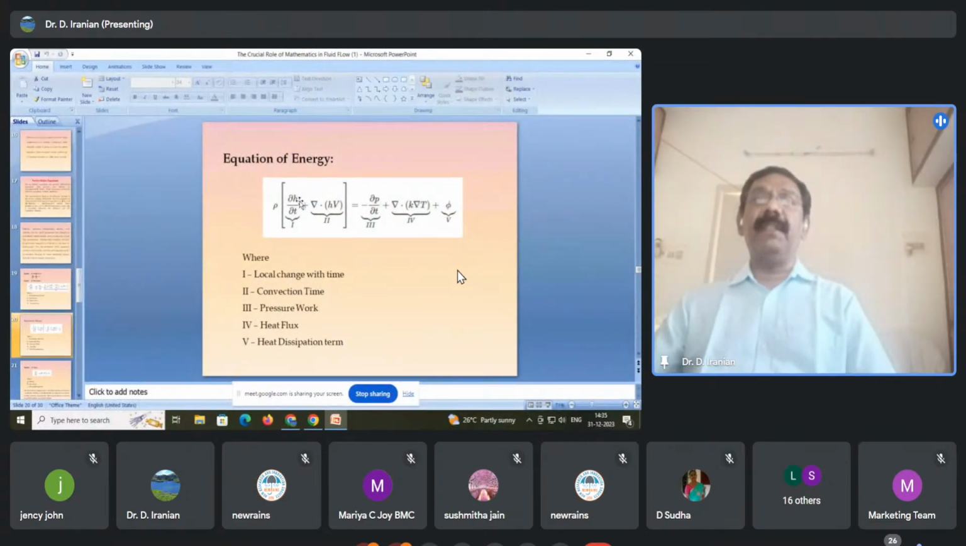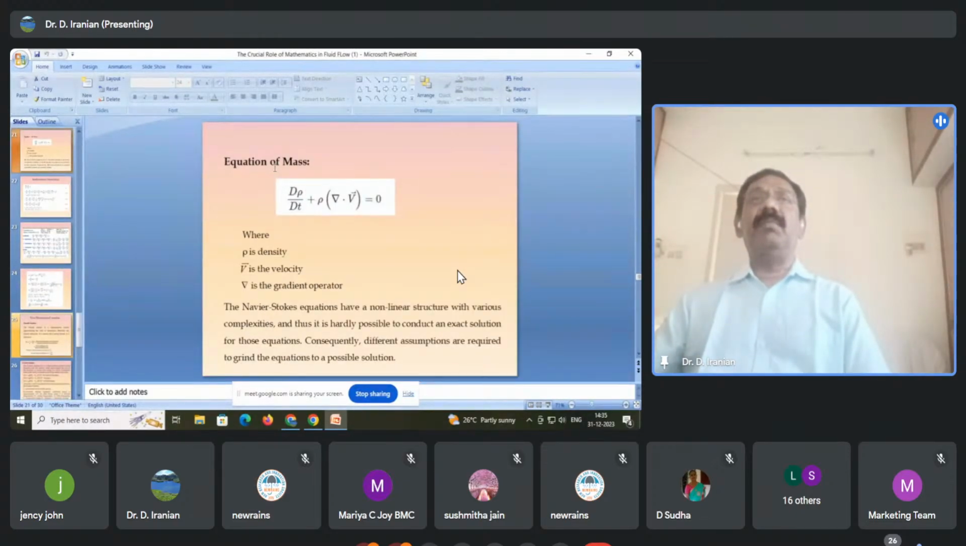So here also we have ∂h/∂t. It is called the local change with time, where t represents time, and this is a convection term. The third one is pressure work, the fourth one is heat flux, and the fifth one is the heat dissipation term. So many terms are there here.